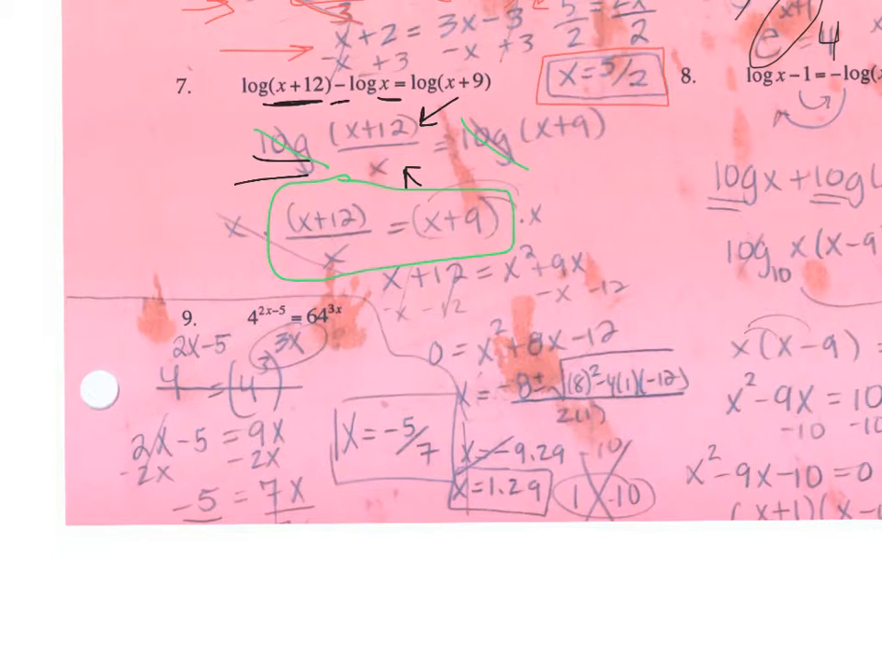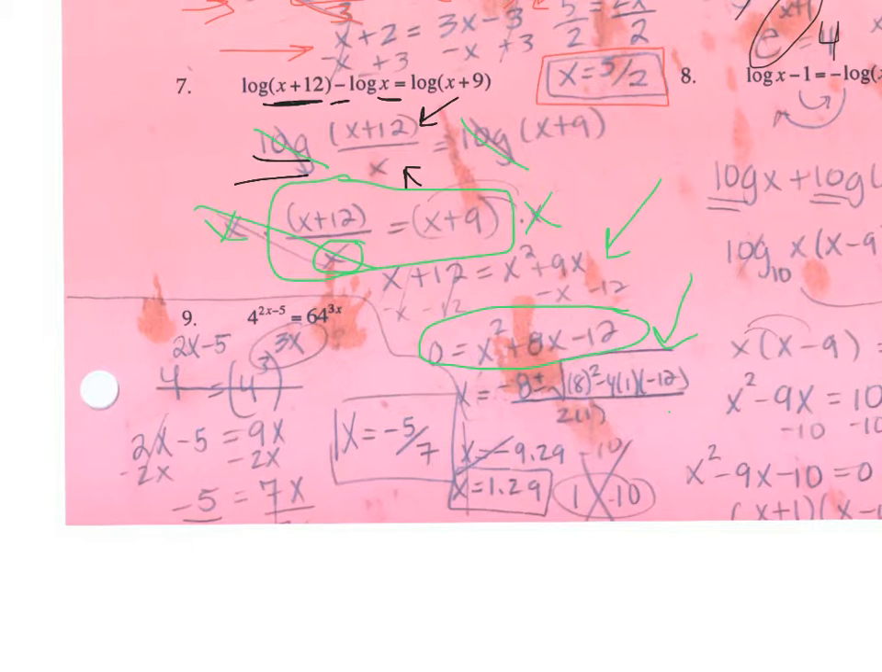Similar to one before, we zone in on how to get rid of the denominator, so we multiply both sides by this x, and on the left it cancels. And then we have x plus 12 on the left, and on the right we distribute x in and get x squared plus 9x. You get all terms on one side. We use our quadratic formula, and when we plug into the quadratic formula, we end up getting negative 9.29 and 1.29.